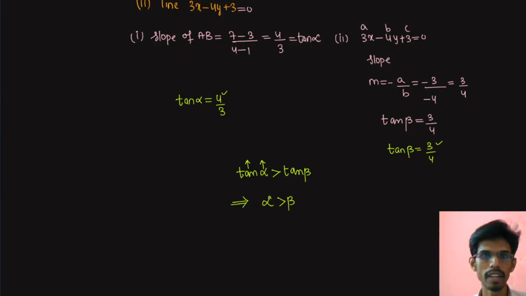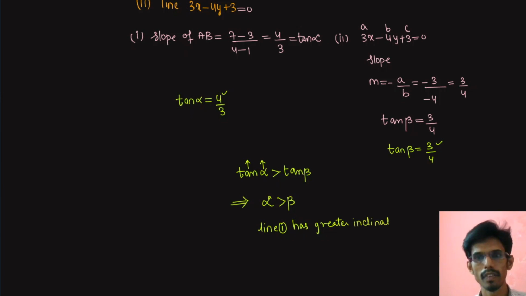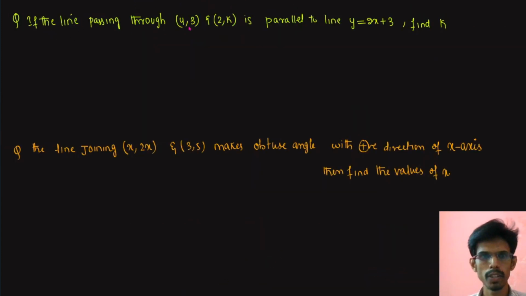It means that line 1 has greater inclination than line 2. Okay, if the line passing through these 2 points is parallel to this line, so the word parallel means slope same. Slope will be same. So from here I'll get the slope.